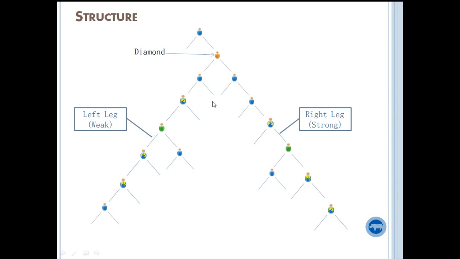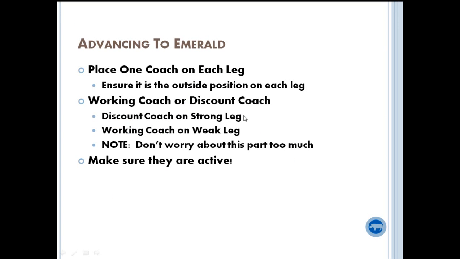Okay, and that is one of the reasons why we always build to the outside. So we're always building on this part right here and this part right here. If I was placing a coach down my strong leg, I would never place them on one of these inside legs. That is your job as that coach. Each coach has the job of building their inside weak leg, okay, whether it's inside right or inside left. Okay, so let's look at advancing to Emerald. To advance to Emerald, you have to place one coach on each leg. We want to ensure it is the outside position on each leg.